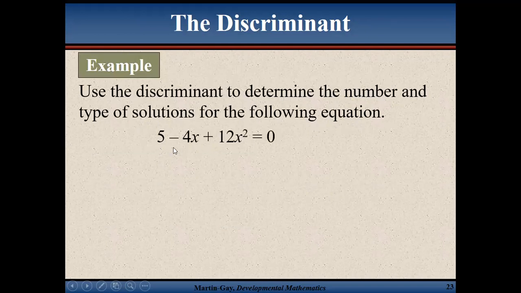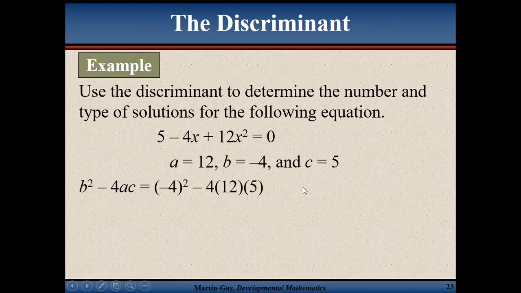For example, 5 minus 4x plus 12x square equals to 0. In this equation, the coefficient of x square is 12, the coefficient of x is minus 4 and c is equal to 5. How can we find b square minus 4ac? b is replaced by minus 4, a replaced by 12 and c replaced by 5. Now what will be the answer? Answer is minus 224.